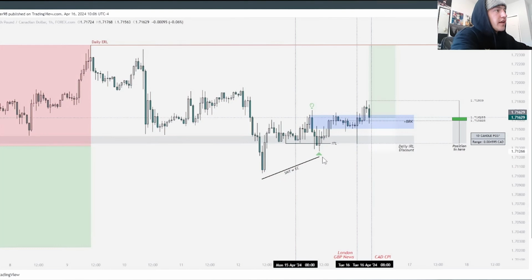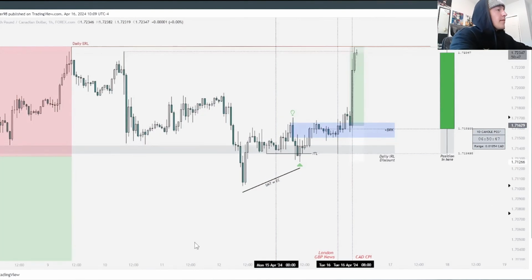this created SMT divergence. So in my eyes, this is a protected low, and I'll be more than comfortable letting my risk go on here for price to deliver from the internal to external range draw on liquidity, because we had market structure aligning itself with the draw. And I'm happy to say that as easy as it was, this was not a hindsight trade.